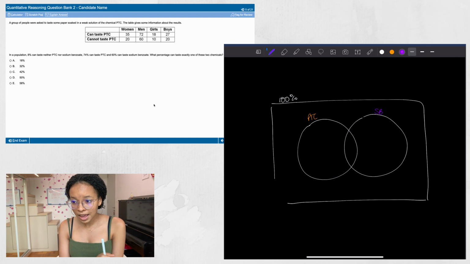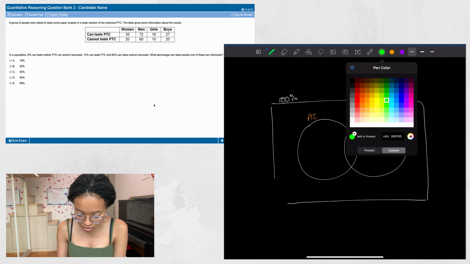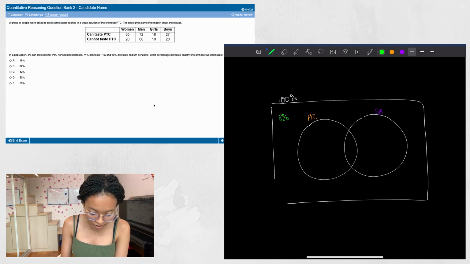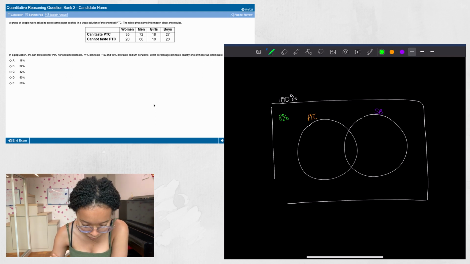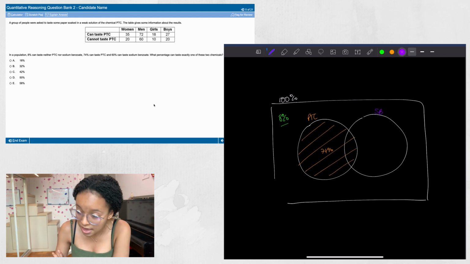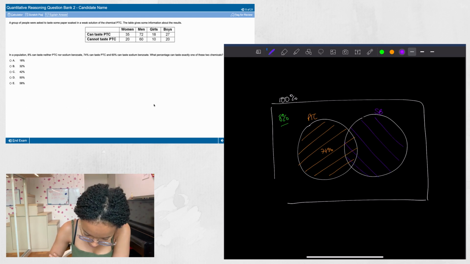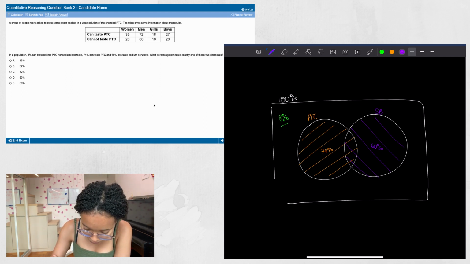Now what they're telling us is that 8% of people, so outside, cannot taste PTC and cannot taste sodium benzoate. So that's 8% here. Then they tell you that 74% of people can taste PTC. So 74 will take in all of this. And then they tell you that 60% of people can taste SB.